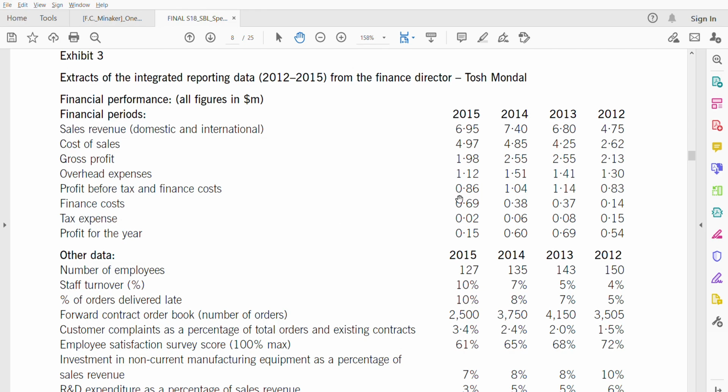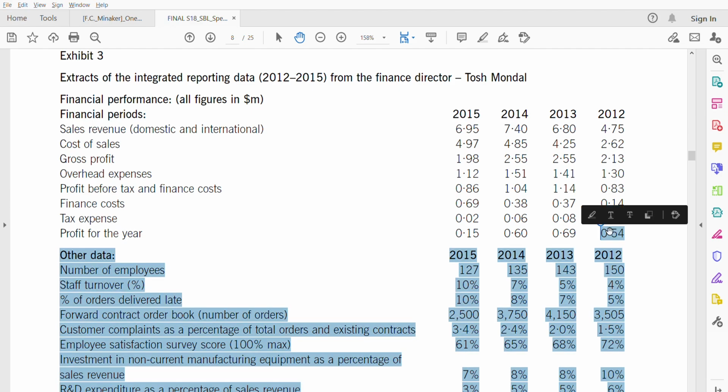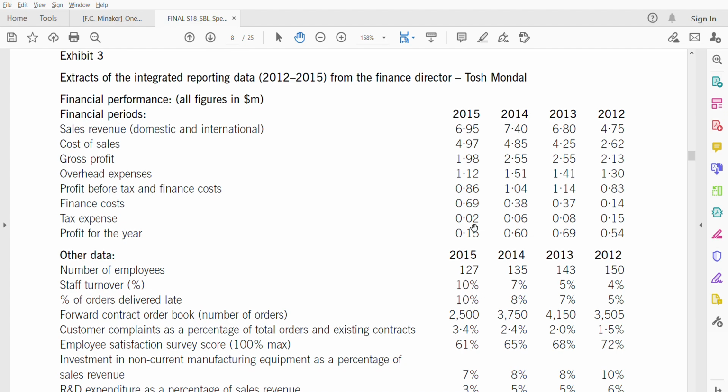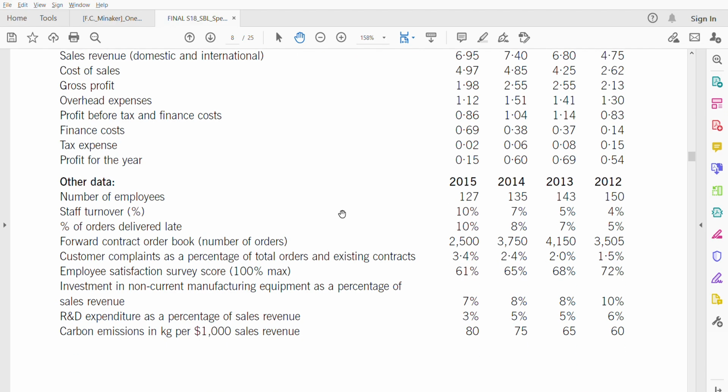Finance cost increased. Tax expense reduced. And profit for the year reduced drastically. Just see 0.54 and 0.15. Right? Now let's go to other data.